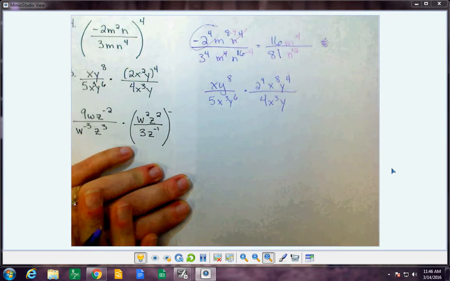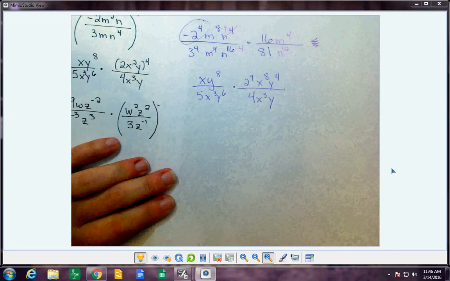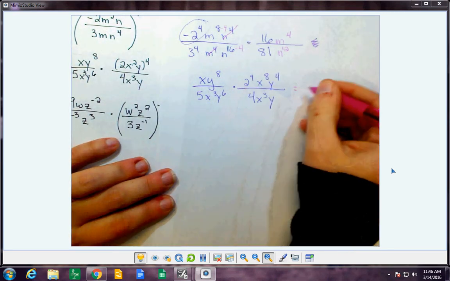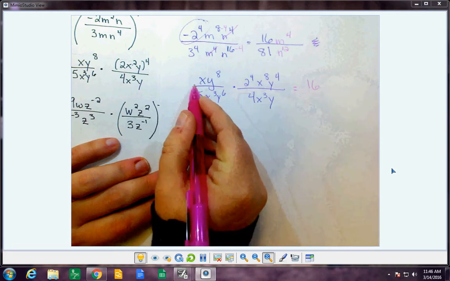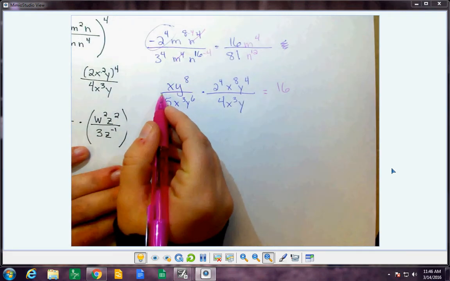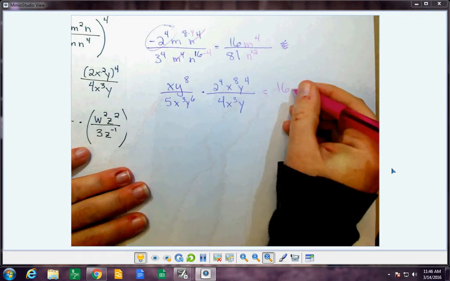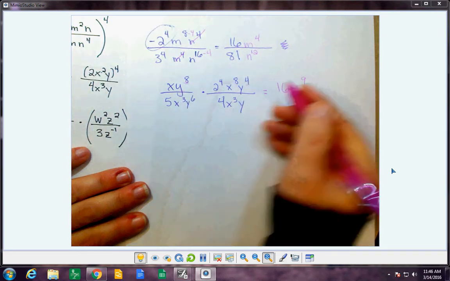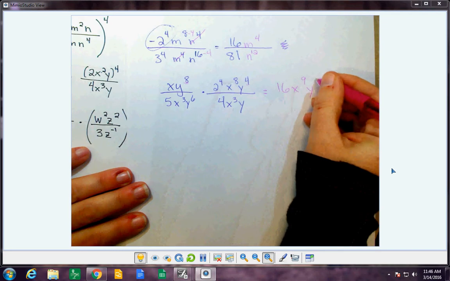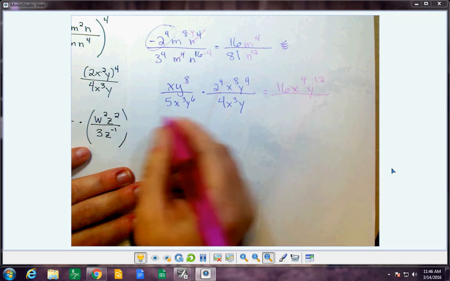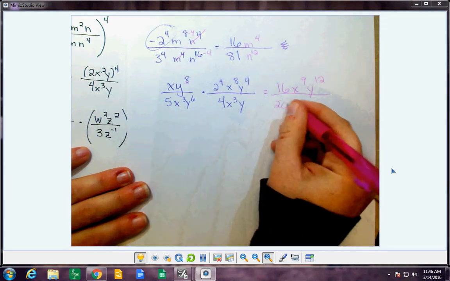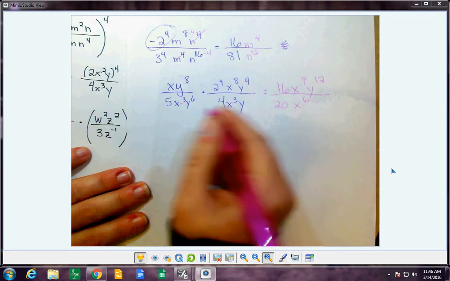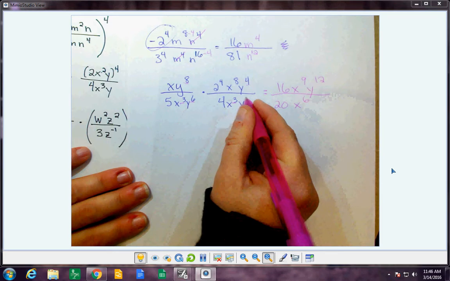Okay, now I'm going to solve this to the fourth here, which is 16. There's not another number here to multiply it by. I'm going to multiply the rest across, so x and x to the 8 is an x to the 9. And add the exponents here, 8 plus the 4 gives me 12, over 5 times 4 on the bottom is 20, x to the third, so I add those to get 6. Y to the 6th and y to the 1 is y to the 7th.